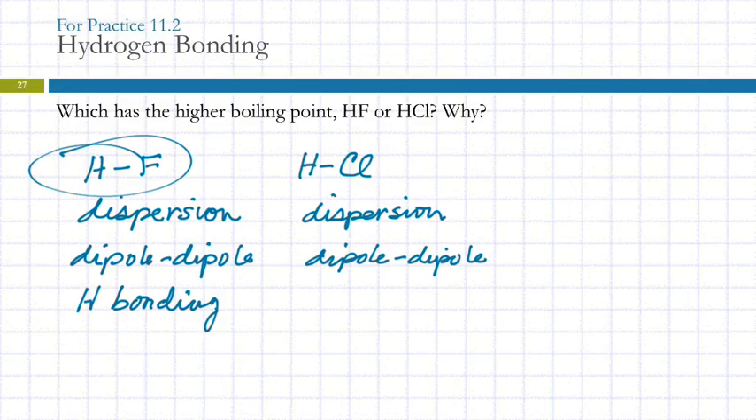Electronegativity does have something to do with this. So if we take hydrogen bonding out of the mix here, dispersion forces would predict that HCl has stronger dispersion forces, but the dipole-dipole force would be stronger with the HF because the difference in electronegativity is greater. So it gets a little backwards, right? But we can do this one because HF has hydrogen bonding.